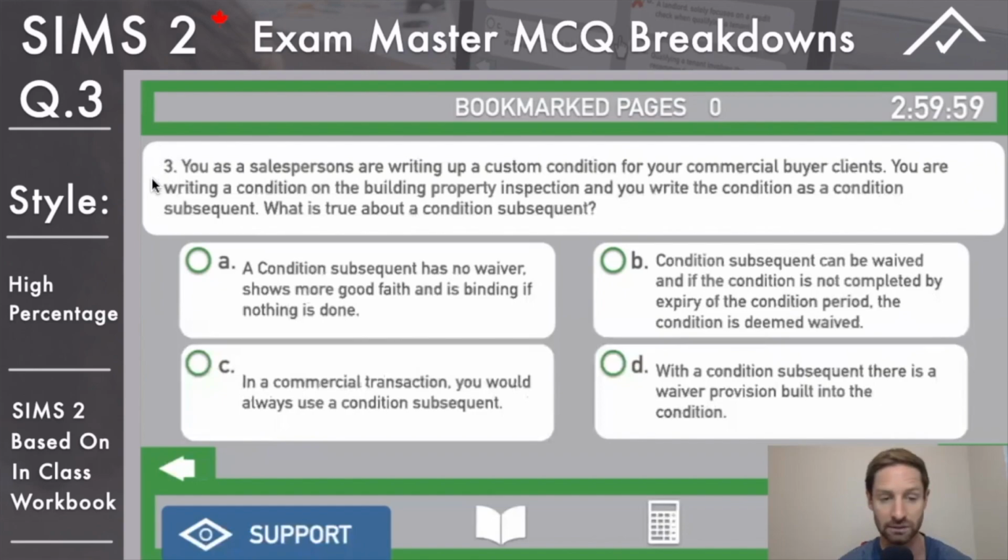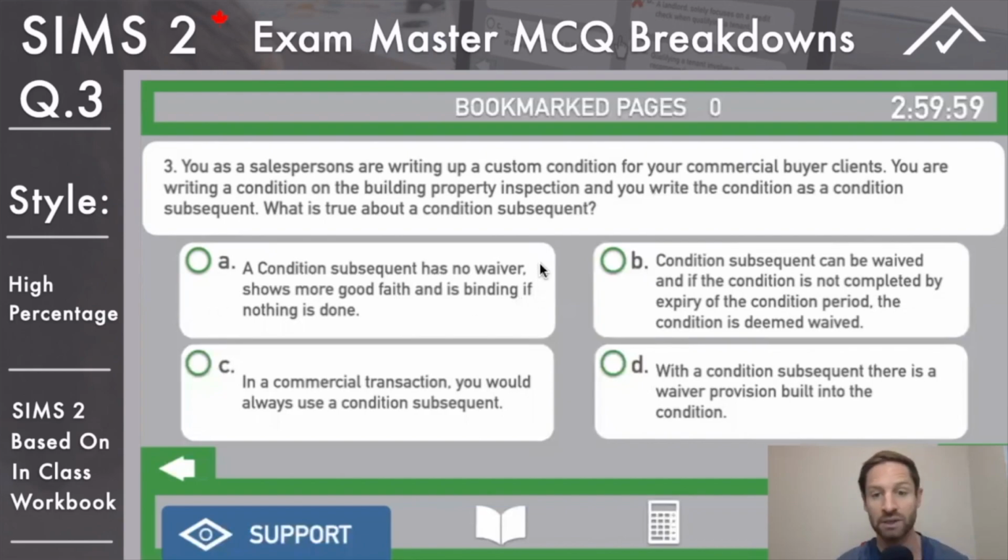3, top left, deep breath. You as a salesperson are writing up a custom condition for your commercial buyer clients. You are writing a condition on the building property inspection, and you write the condition as a condition subsequent. Okay, what is true about a condition subsequent? Perfect. And this is stuff you need to know, right? So a condition subsequent has no waiver, shows more good faith, and is binding if nothing is done. Okay, so nothing sounds wrong here. Let's leave it over here. Let's say you don't know yet, right?